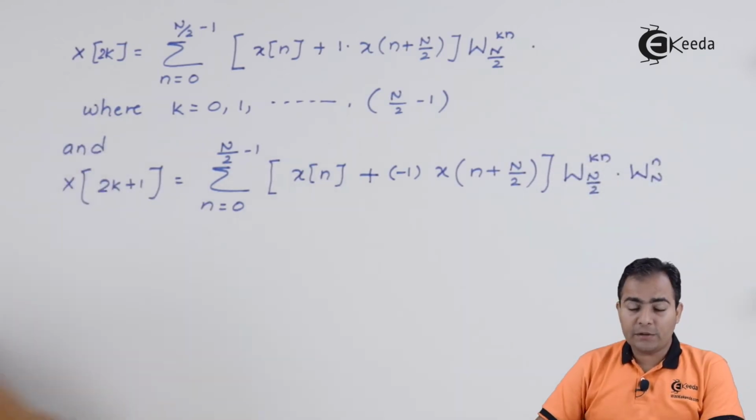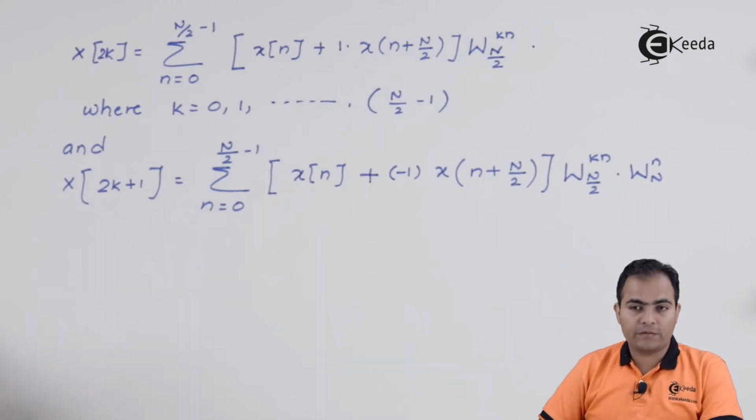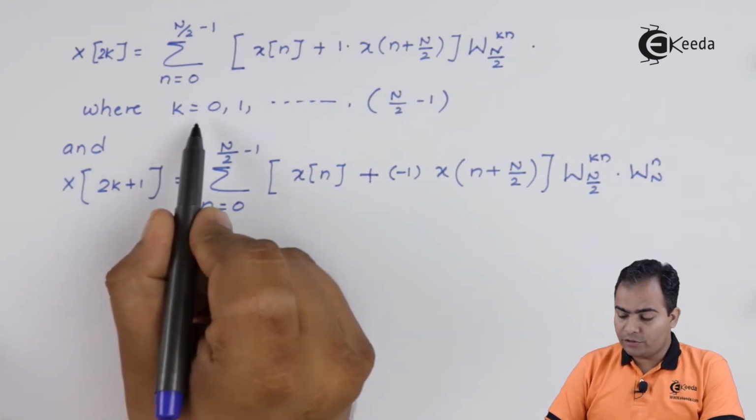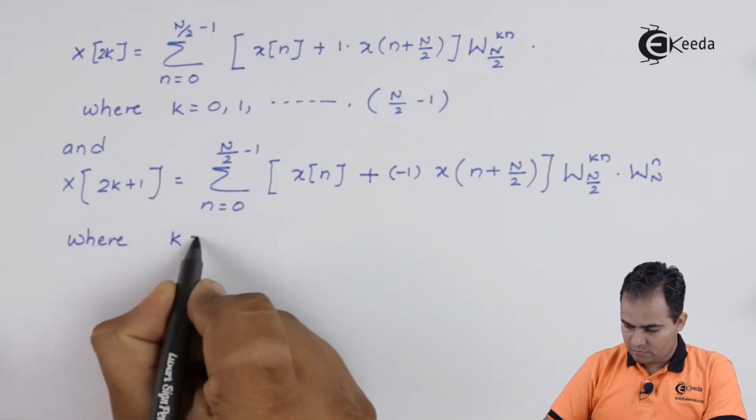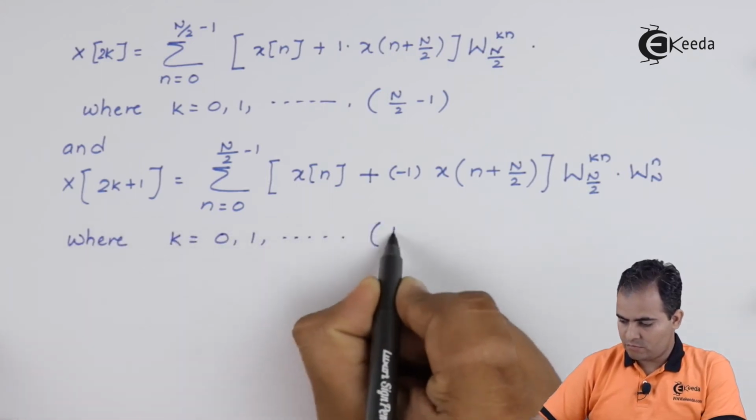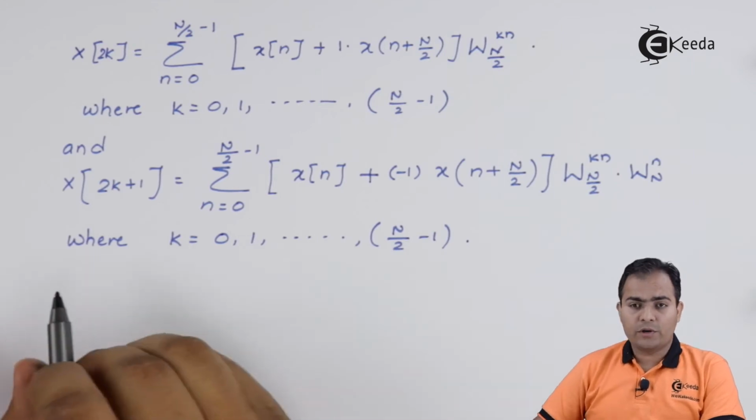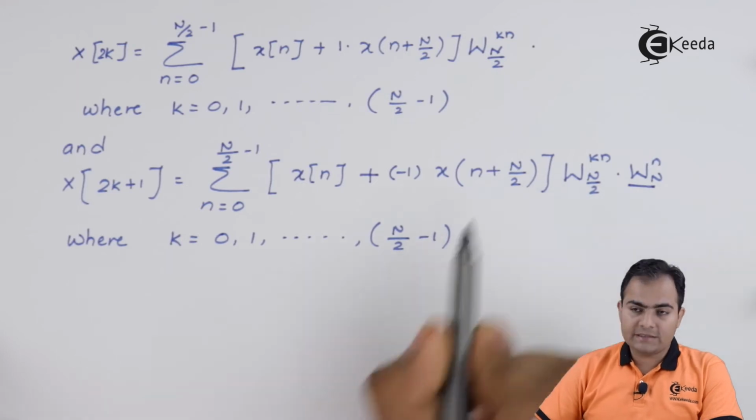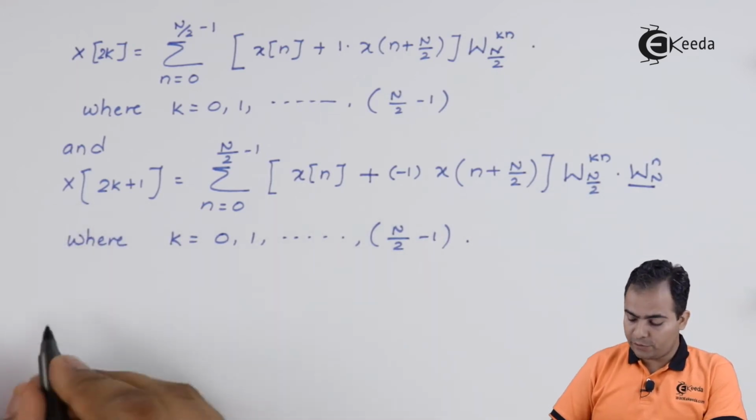Now this is the equation for even samples of x of k, whereas this one is the equation for odd samples of x of k, and for this also my k value varies from 0 to n by 2 minus 1. Now, what I'm going to do, I'll write this omega n to the power n inside this bracket, but only for x of 2k plus 1.